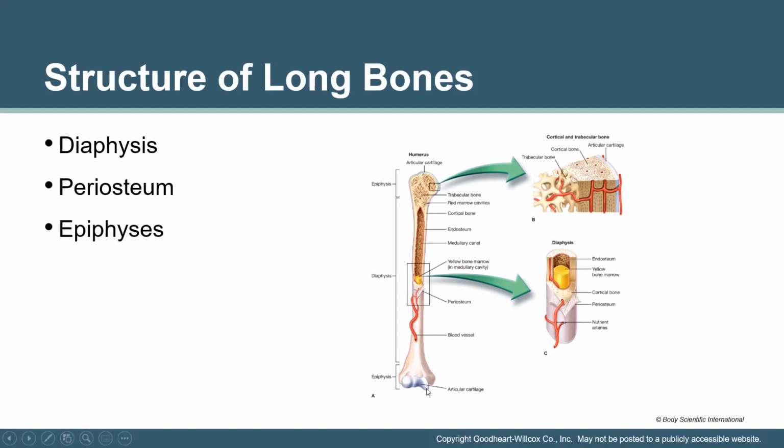So here on this picture, at the distal end, this is a humerus, by the way. This is the distal end, which would be your elbow, part of your elbow bone, where it will articulate with the radius and the ulna. We notice this white covering. This is the articular cartilage.